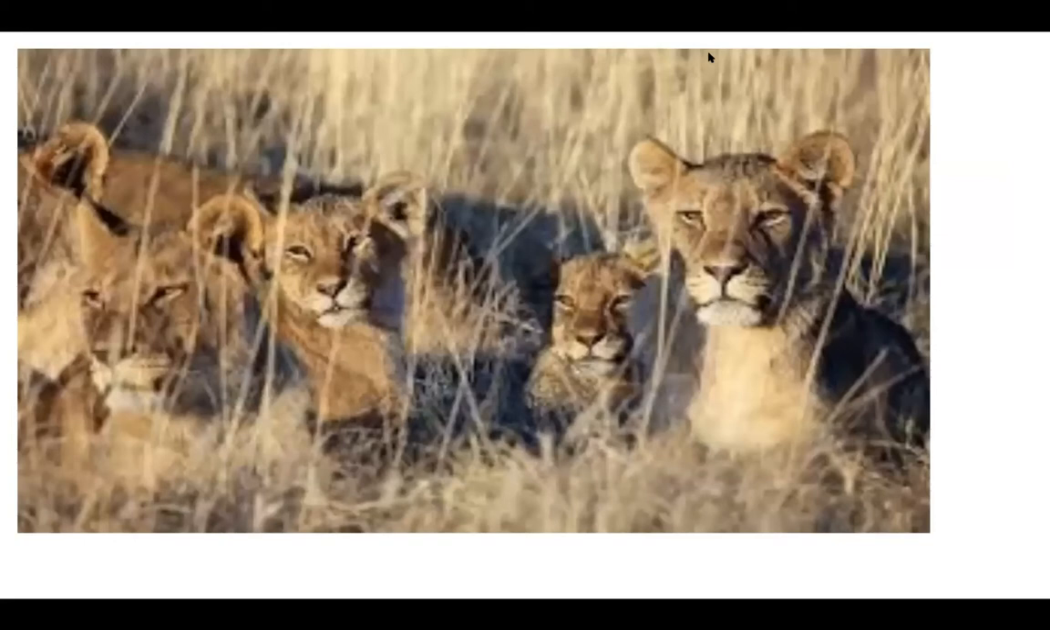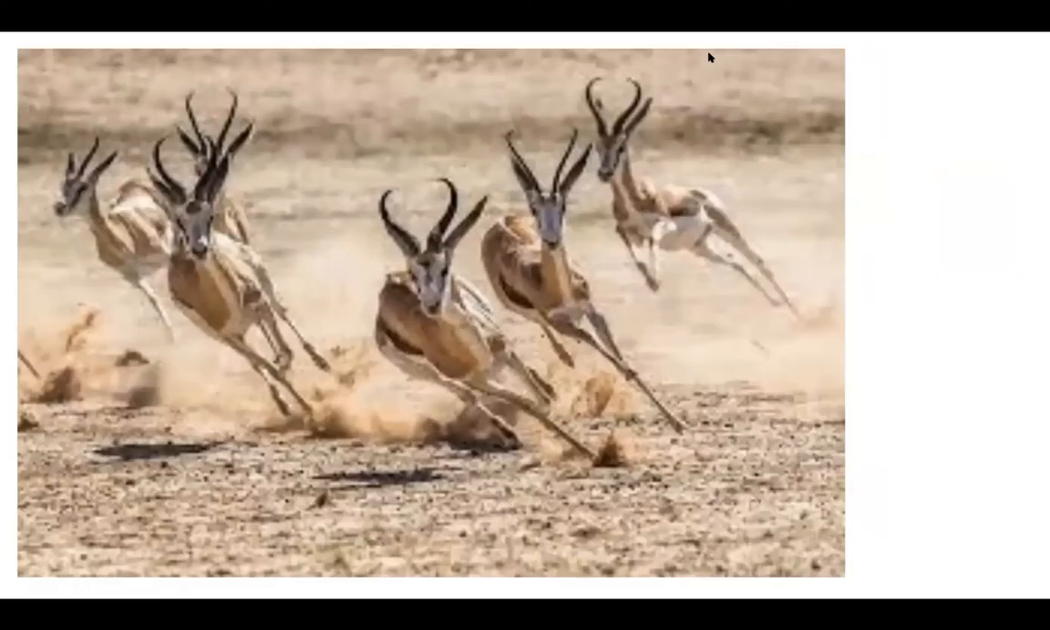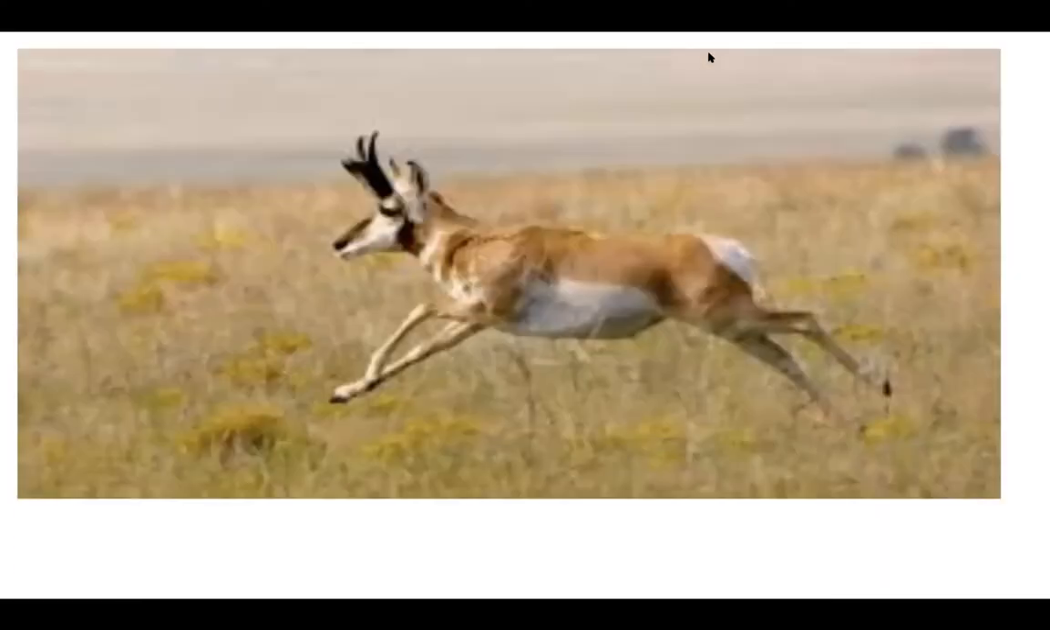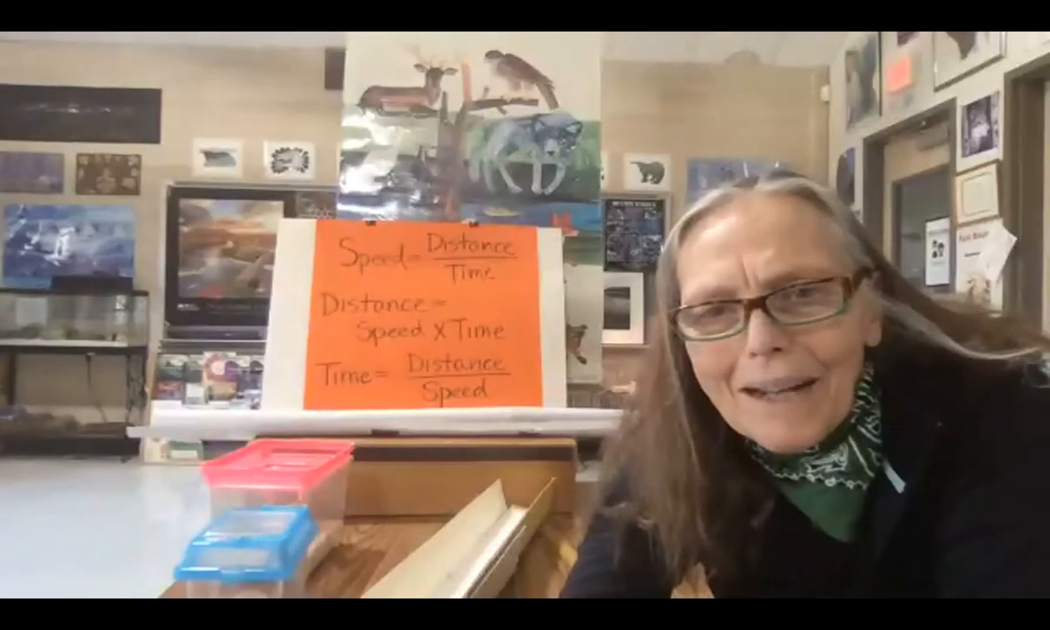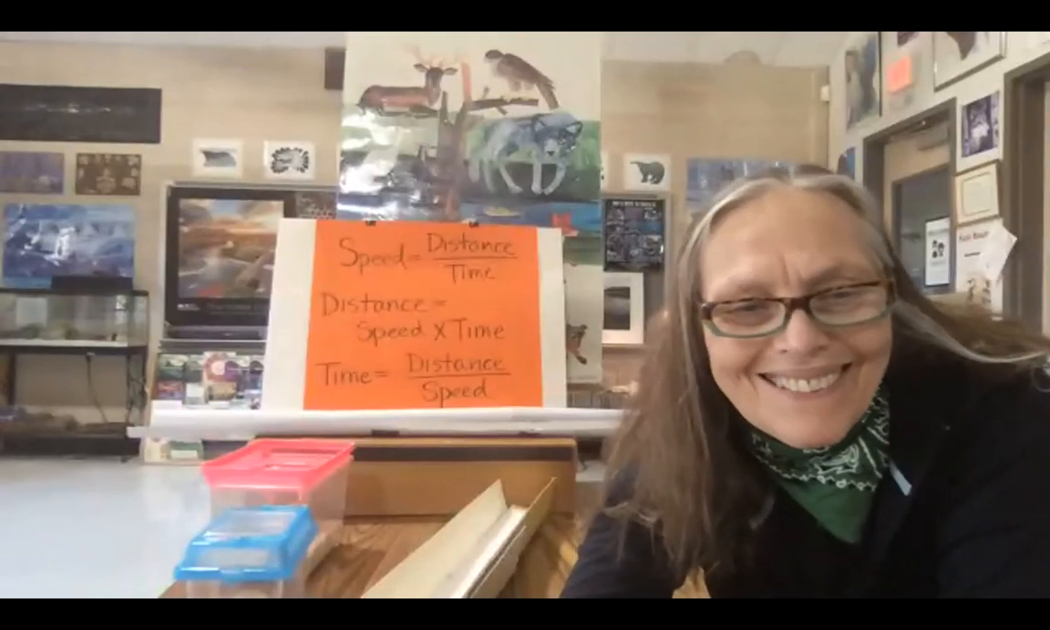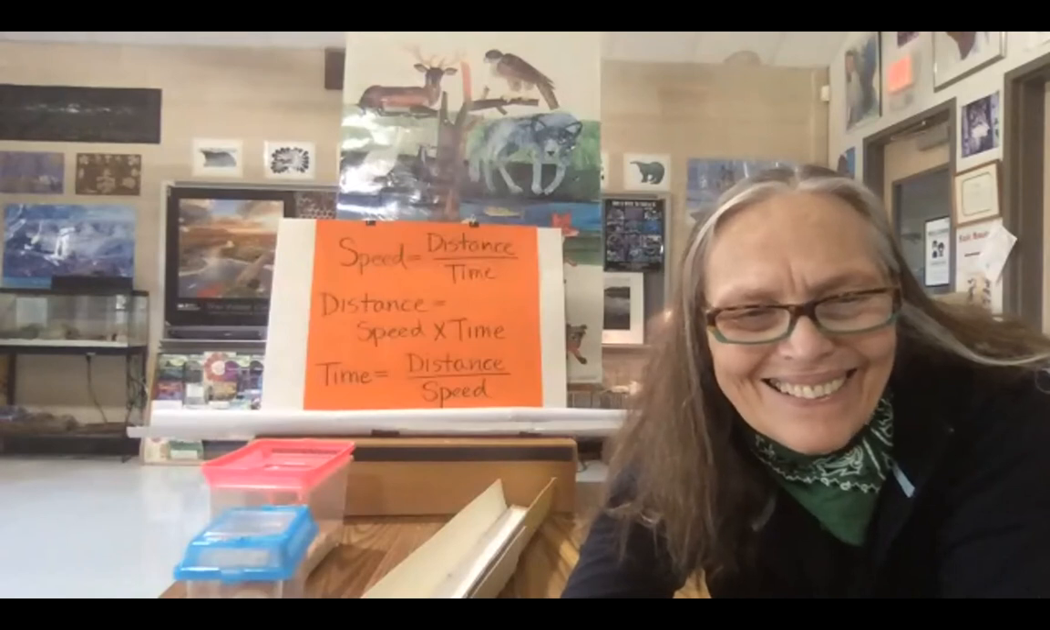So go back to our friend, the pronghorn. The reason they're so fast is there used to be cheetahs in North America. They're extinct now, but the pronghorn had to outrun the cheetah, and they're still really, really fast. Okay, so I'm going to stop sharing now, and if you have any questions, you can ask Mr. Broughton.